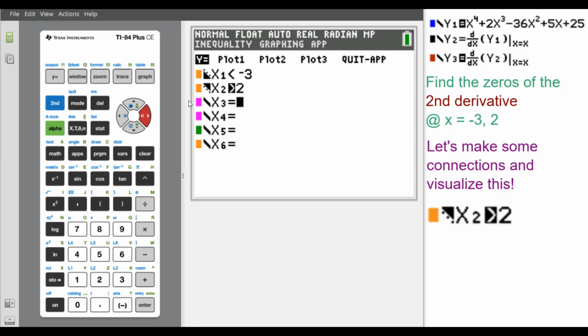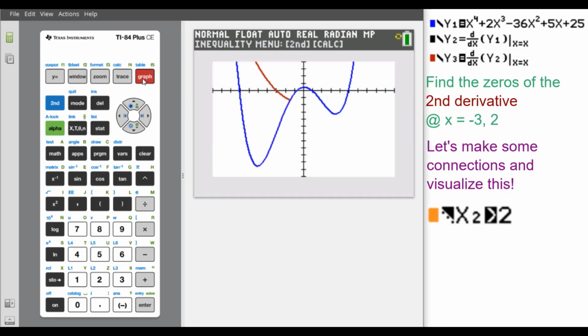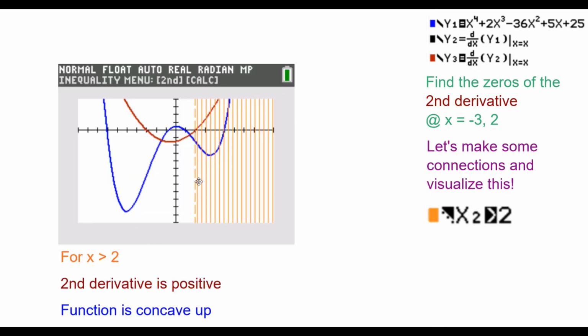Next, we'll graph x is greater than 2. And for x greater than 2, we can see again the second derivative is positive in brown, and the blue function is concave up in that interval.